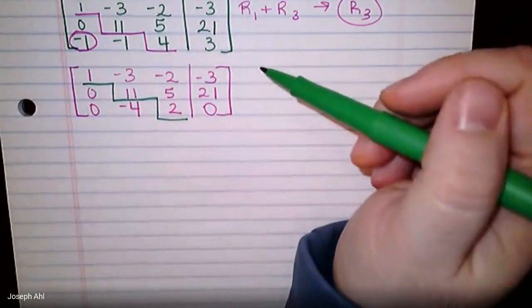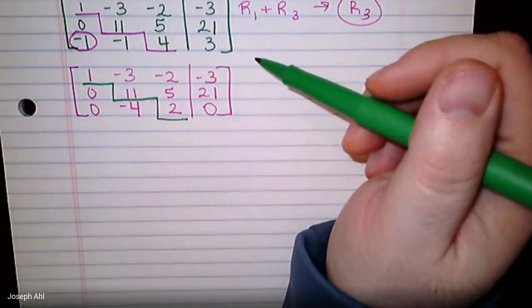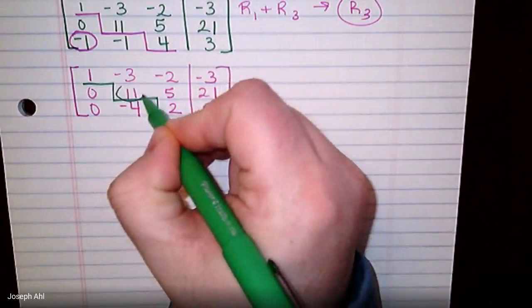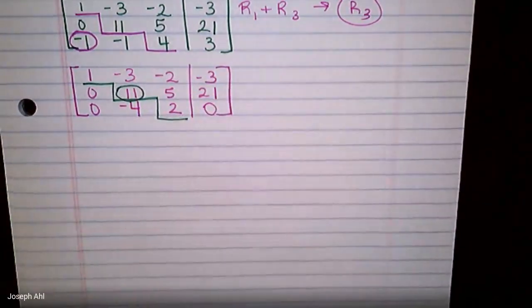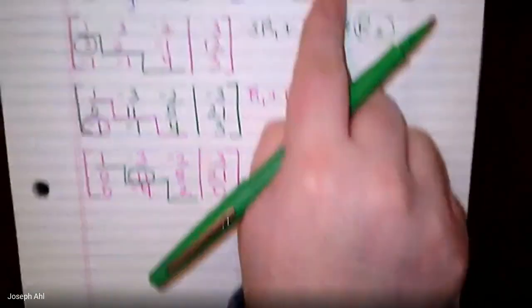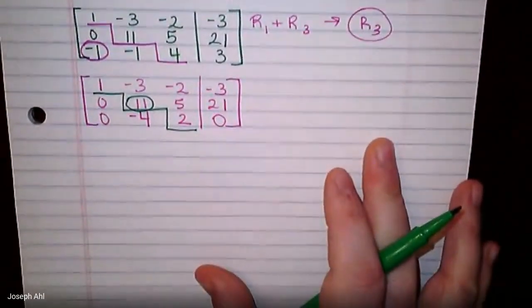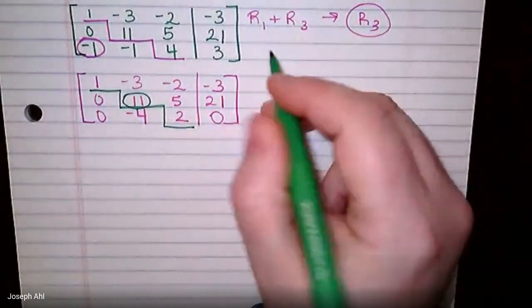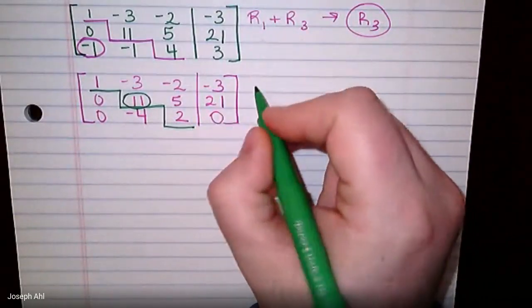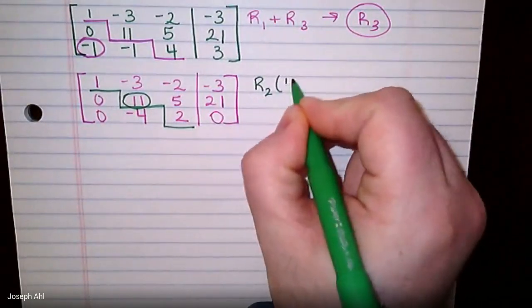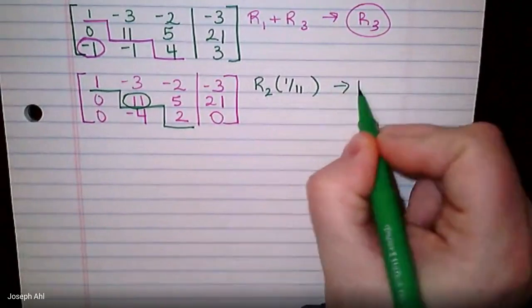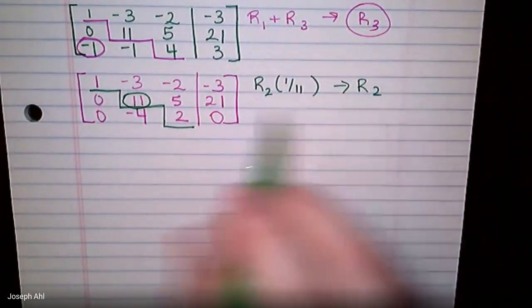So now we're actually up to the next step in the process. Literally the next step. The next step in the middle here, that's an 11. And what do I want that to be? Well, I want it to be a 1. We're pretty good at making 1s. To make a 1, you're going to take that row and multiply it by the reciprocal. So I'm going to take row 2, multiply it by 1/11. That will be the new row 2.